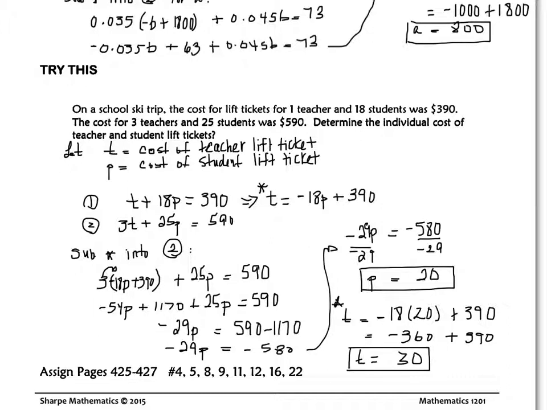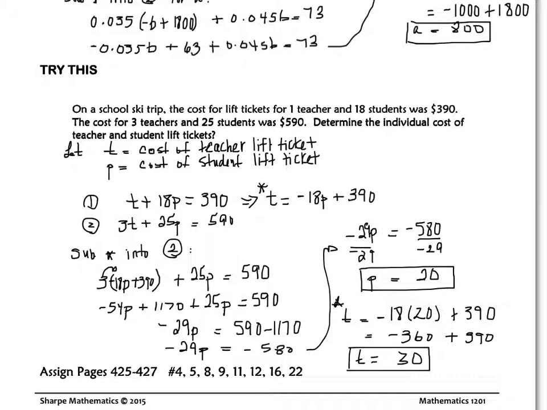So if we go back and check to see if they do work in our original equations, we have t, which is 30, plus 18 times p, which is 20, so 18 times 20 is 360, and that does give you 390. So our first equation works. And then we plug in for the second equation. 3 times the t, which was 30, plus 25 times the p, which was 20. That's going to give you 90 plus 500, which does give you 590. So you know that you got the right answer.